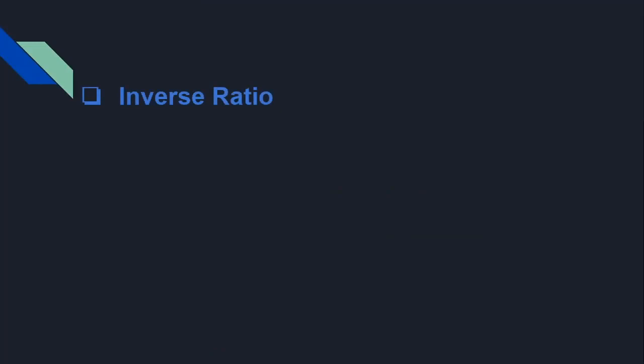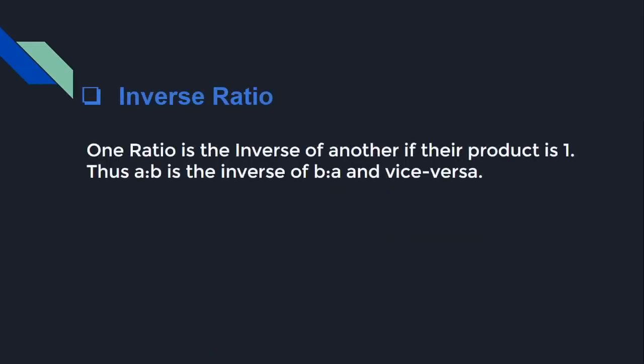What is inverse ratio? One ratio is the inverse of another if their product is 1. Thus, A is to B is the inverse of B is to A and vice versa. So in the inverse ratio, if we multiply two numbers and we get the product 1, then we can say that one number is the inverse of the other.